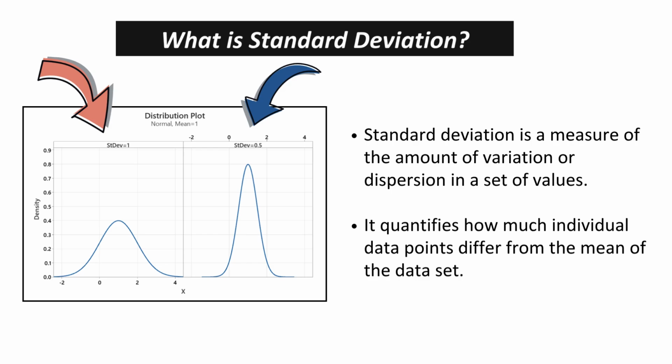Standard deviation provides a way to understand the spread or dispersion of a dataset. A higher standard deviation means the data points are more spread out from the mean, while a lower standard deviation indicates the data points are clustered more closely around the mean.